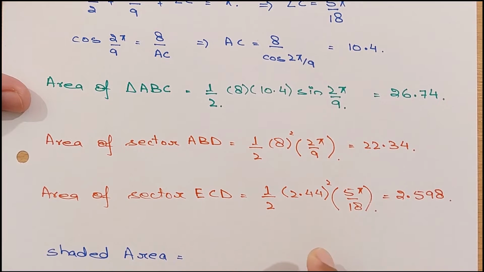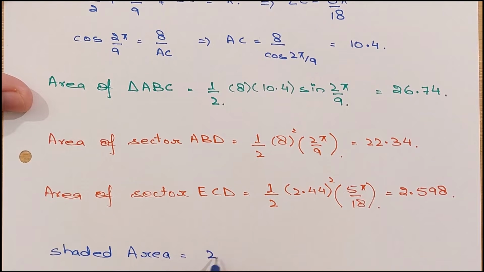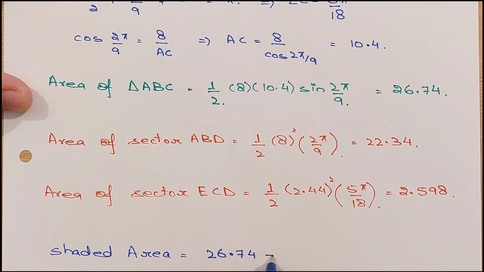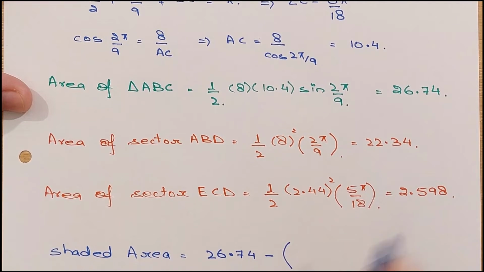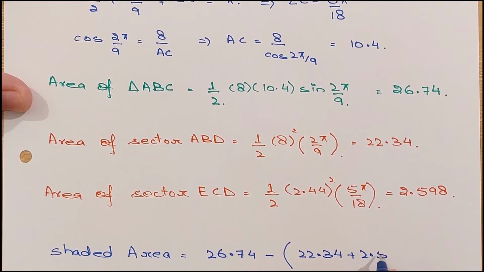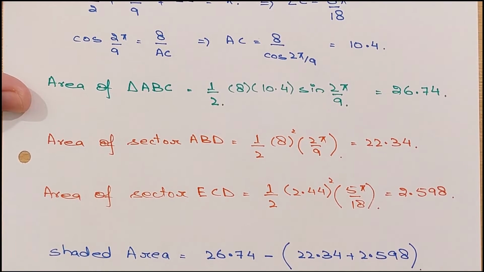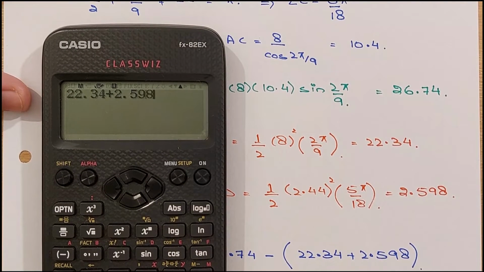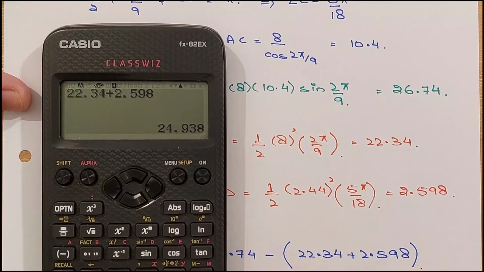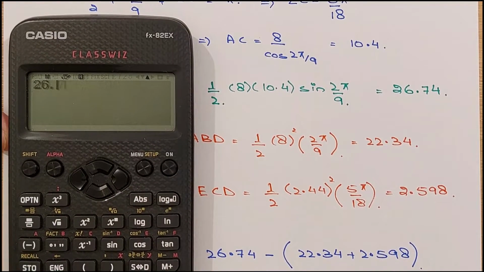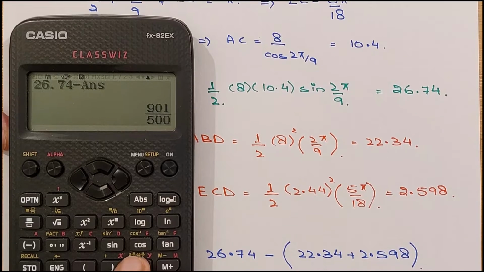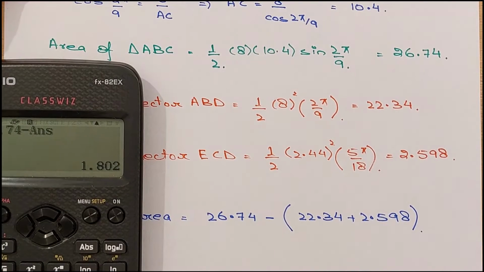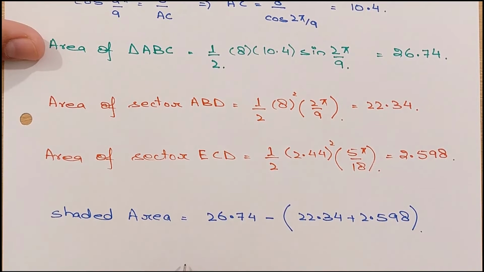Right. So now the shaded area is, we can say, from the area of the triangle, that is 26.74, we have to subtract the sum of the areas of the two sectors. 22.34 is one sector plus 2.598 is the other sector, right? So 22.34 plus 2.598 is the sum of the areas of the two sectors. From 26.74 we have to subtract this answer. So we can say the shaded area is 1.8 centimeter square.